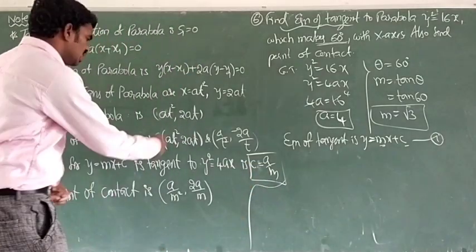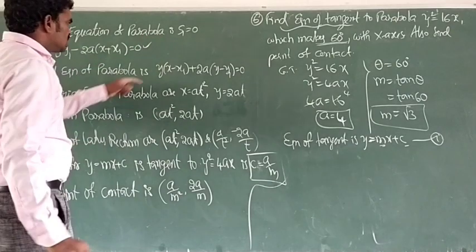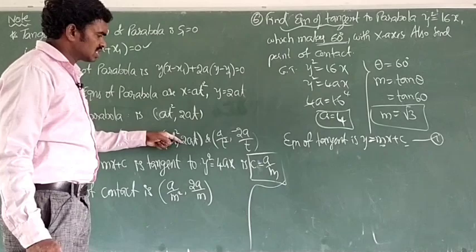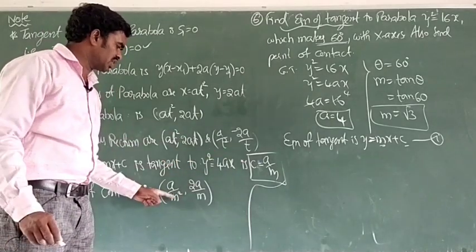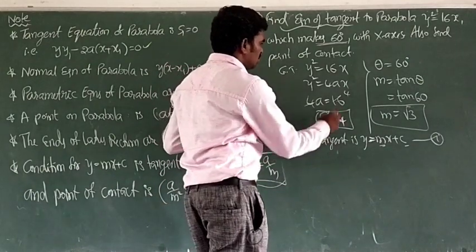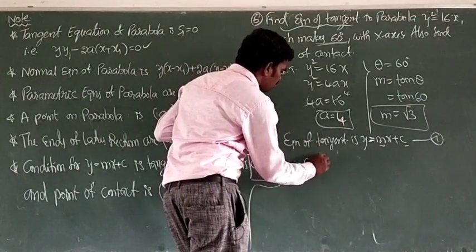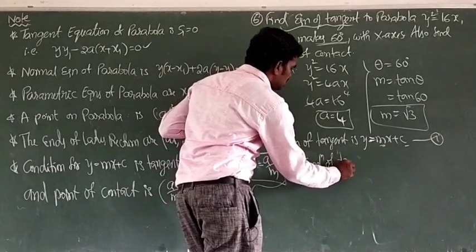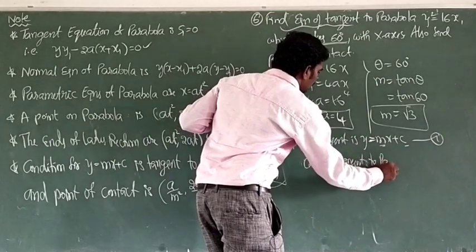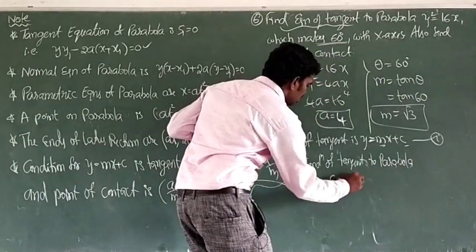Most probably these formulas are very useful, so we can generally use them. This will also come in the next one, and these are reference formulas, and this is one more new formula. So now, equation 1, the condition of tangent to a parabola is what? c = a/m.